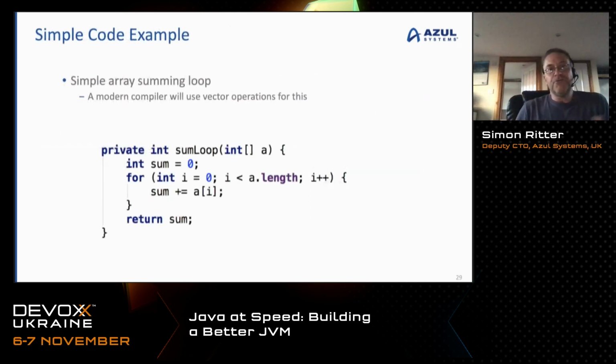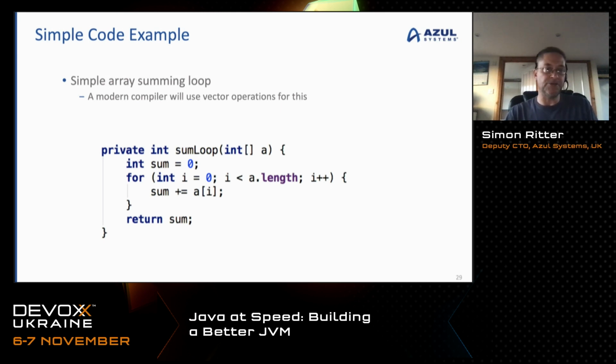How does this kind of improve things? Well, let's have a look at an example here. This is a simple piece of code which takes an array of integers and then adds them all up. If you give this piece of code to any modern compiler running on a modern processor, it'll say, let's use vector operations to make this more efficient.